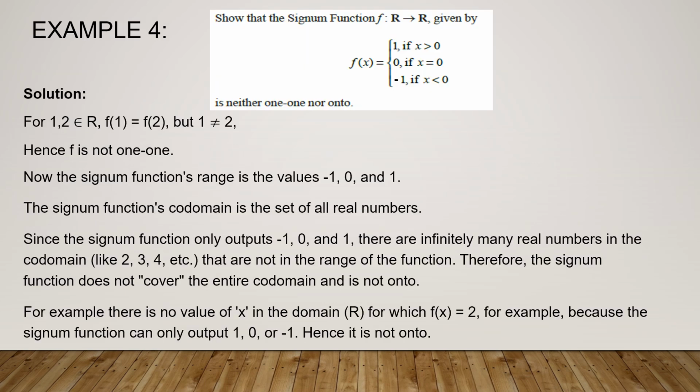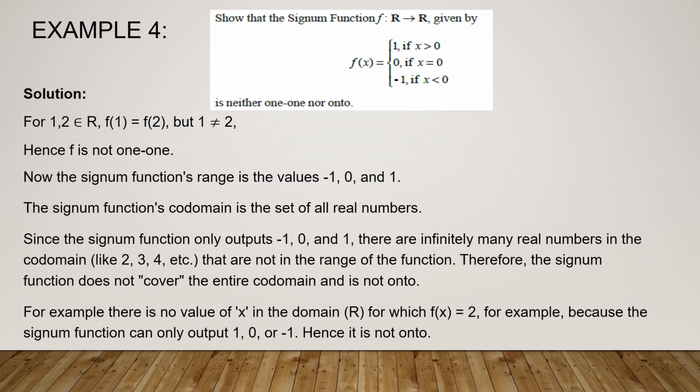Next example is for the signum function. Remember, these types of functions are generally asked in the exams, so try to understand each of them. Show that the signum function f from R to R given by f(x) is equal to 1 if x is greater than 0, 0 if x is equal to 0, and f(x) is minus 1 if x is less than 0.